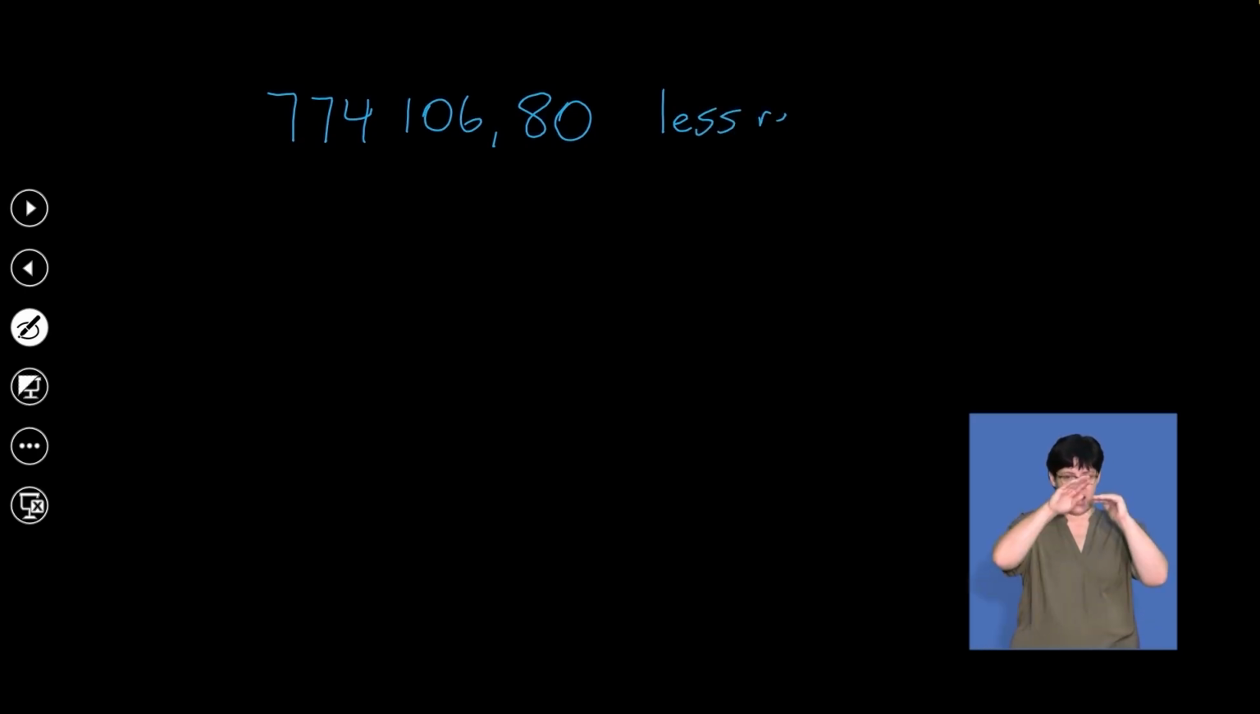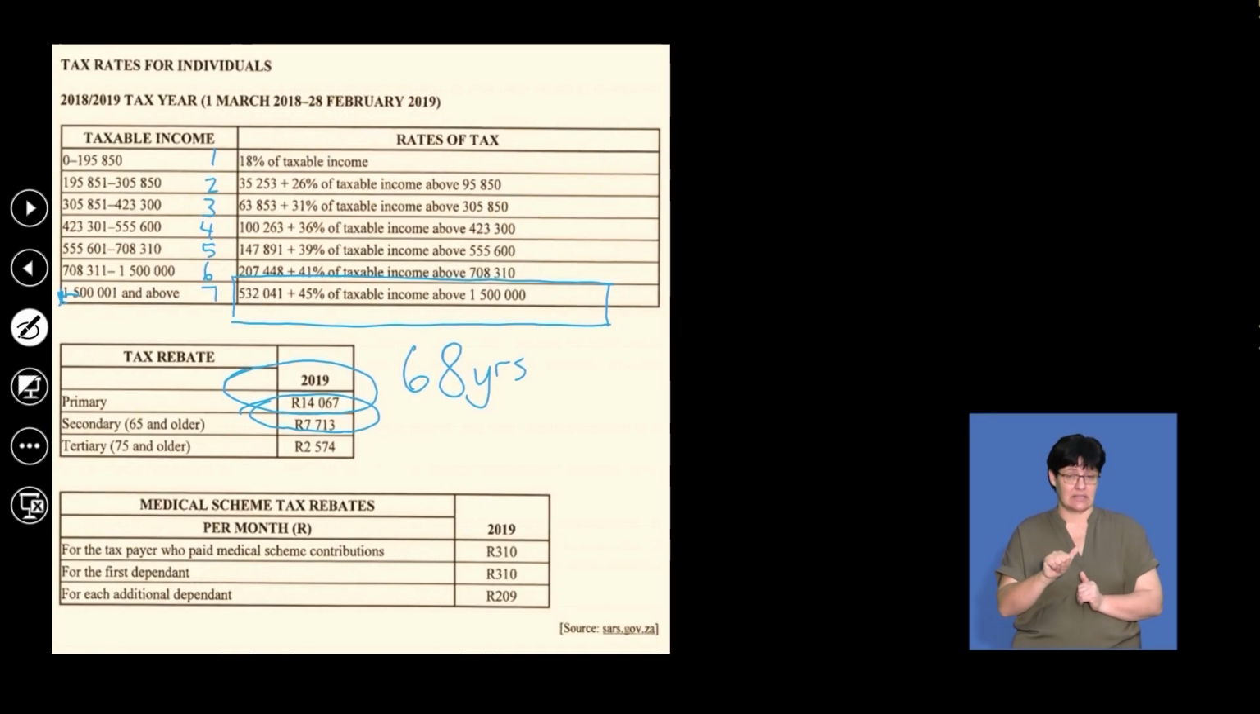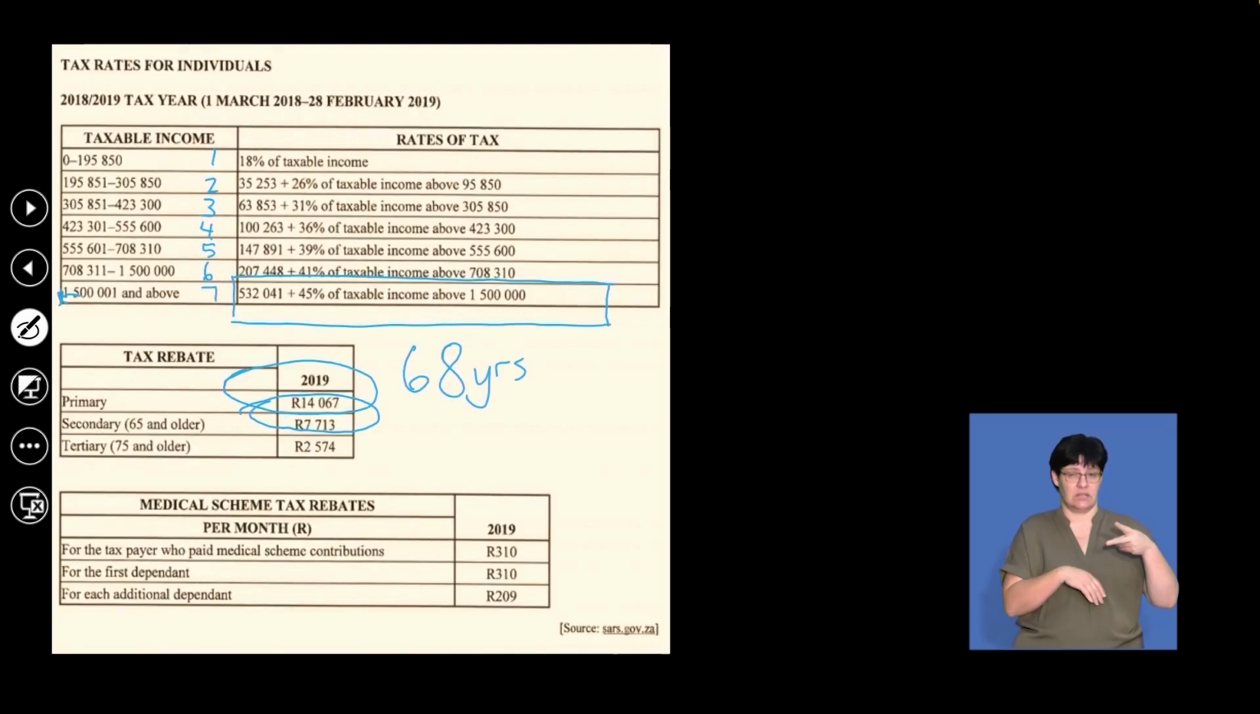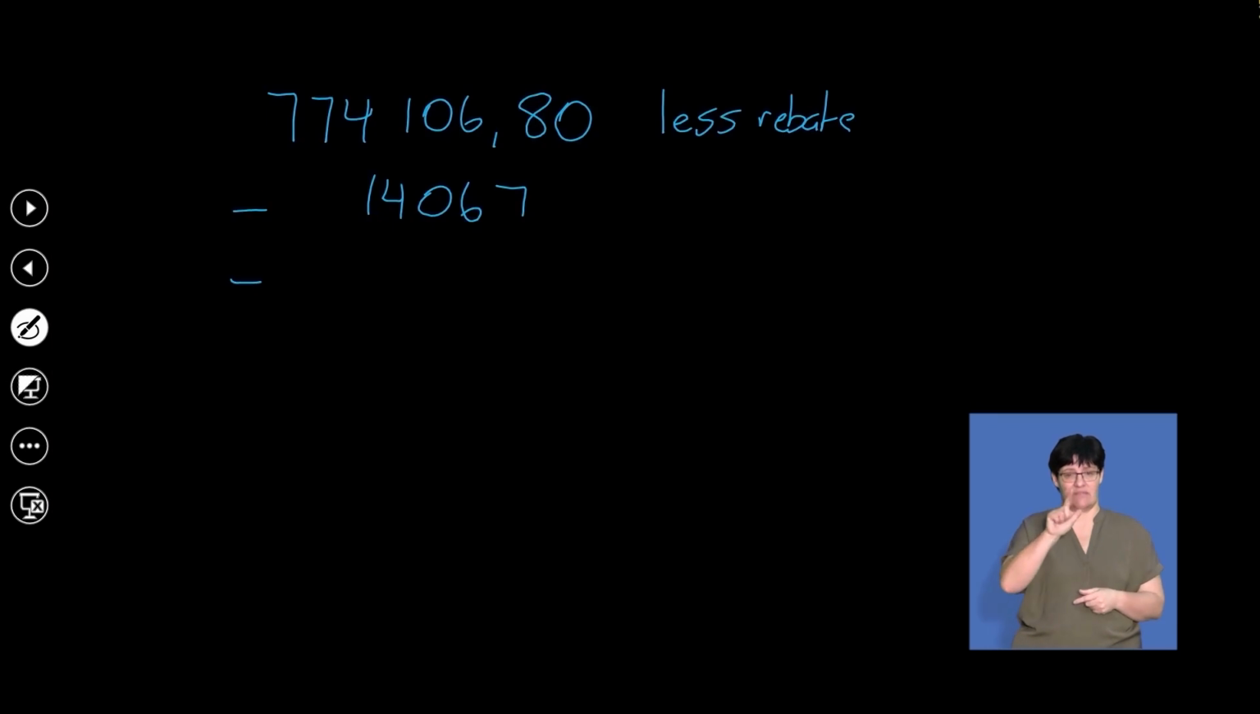So, we're going to take both of those numbers and we're going to add them to our calculation. So, I'm going to take my answer here that I got. Let's just get that answer again. It was 774,106. So now I'm going to say it was that less my rebate. And the rebate, if we go back to the table, was 14,067. So we're going to minus 14,067 and minus the other amount for the primary, which was 7713.